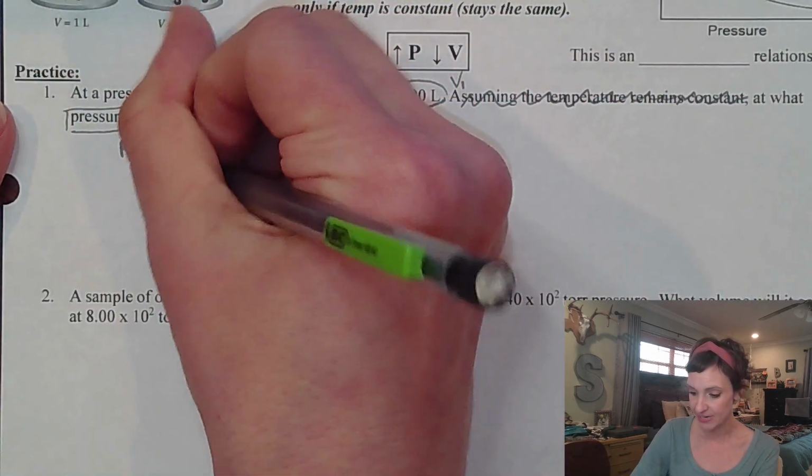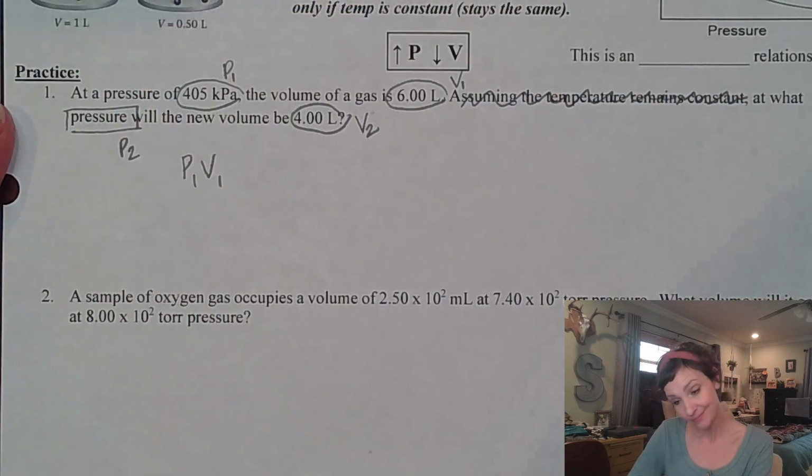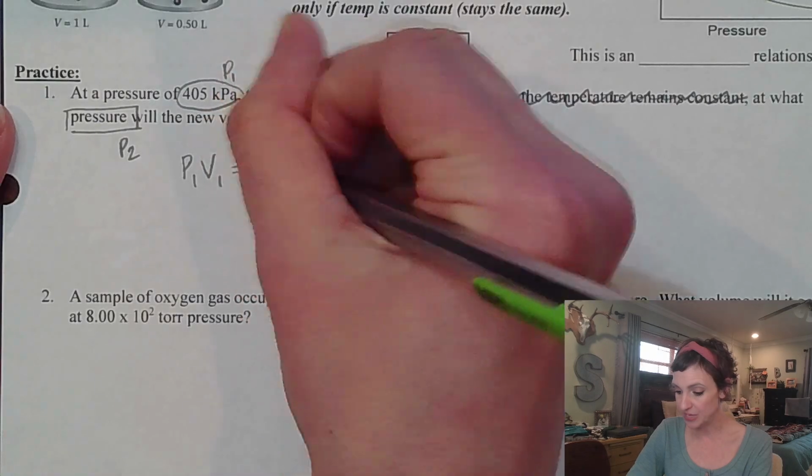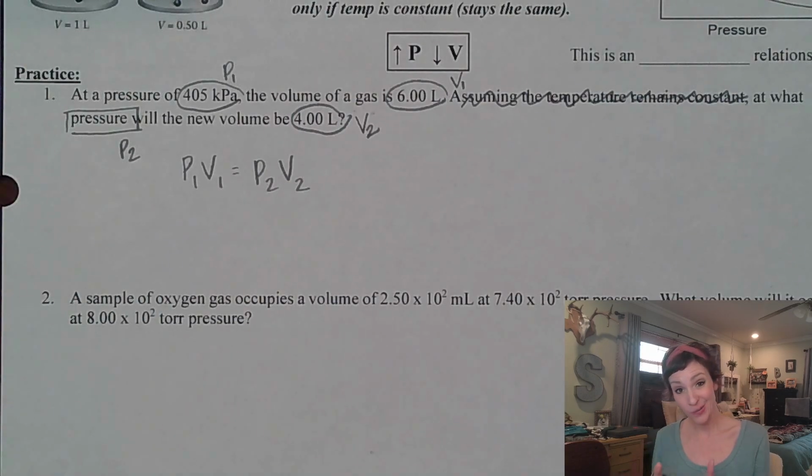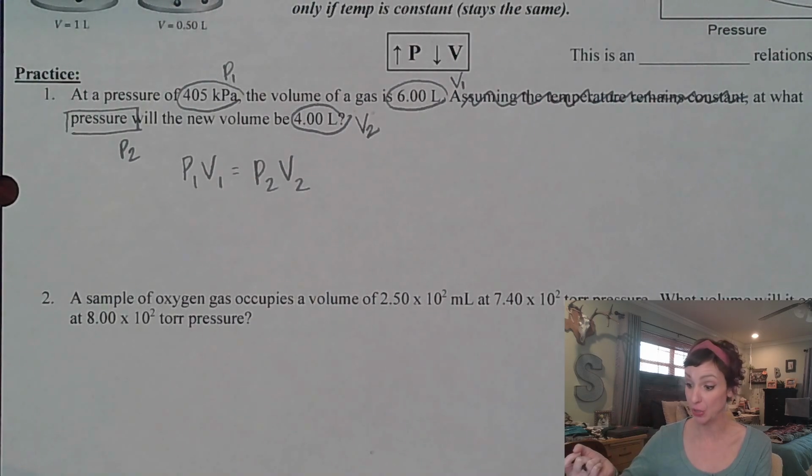And so the first thing you need to do is write down the equation. P1 times V1 is equal to P2 times V2. Amazing. So now I've written my equation down and I can just substitute all of those values into the equation, making sure that you include your units.